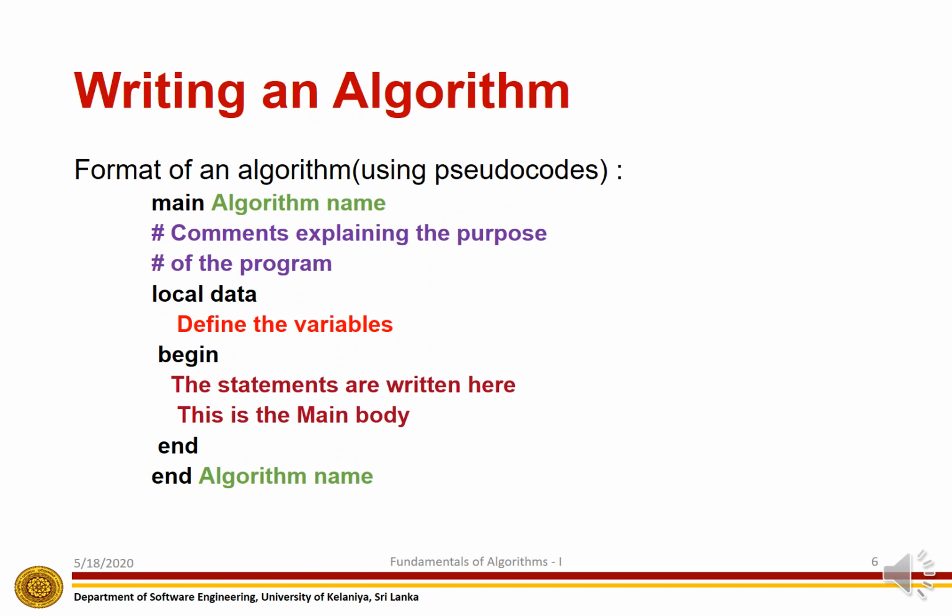Next, we give local data. It means we have to define the variables, the inputs and the outputs of the problem. Then we can begin to write the main body, the procedure of the program. It starts with the keyword begin, and after that we write the procedure. Then we use the keyword end to indicate that we have finished writing the procedure. After that, at the last we again give the keyword end to indicate that we have finished writing the algorithm.